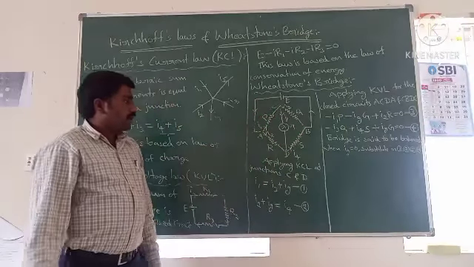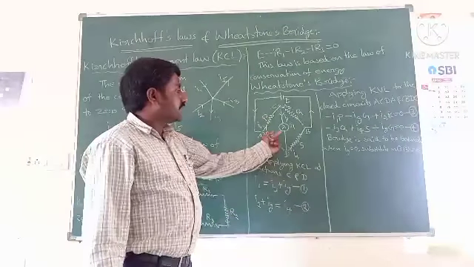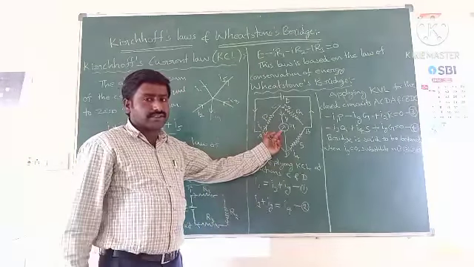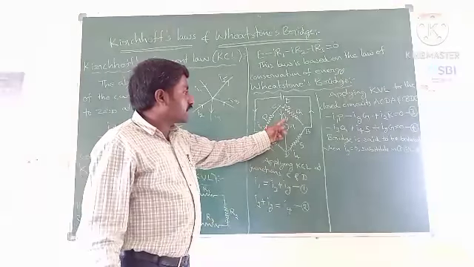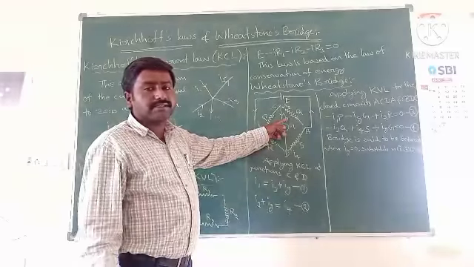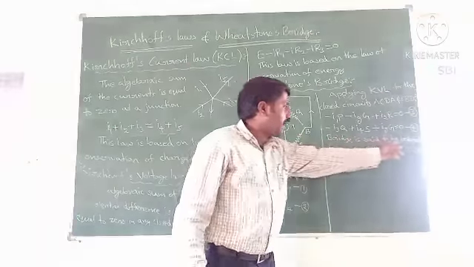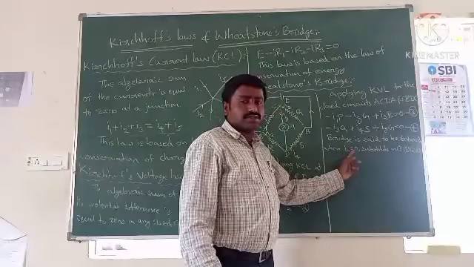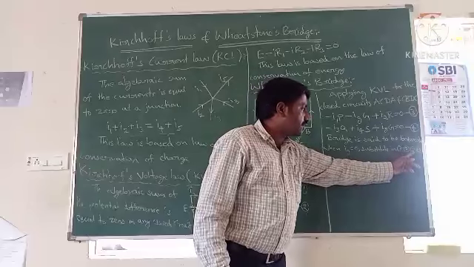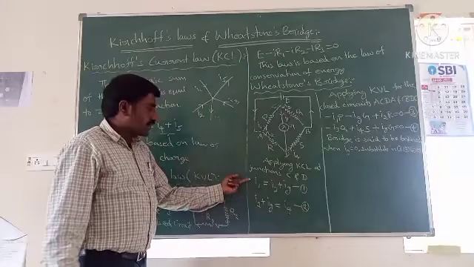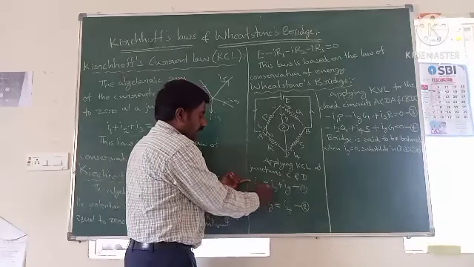Now this Wheatstone bridge is said to be balanced when the galvanometer shows no deflection. That means the galvanometer current will become 0. So Ig equals 0 represents the balancing condition of the Wheatstone bridge. The bridge is said to be balanced when Ig equals 0. So substitute Ig equals 0 in equations 1, 2, 3 and 4. When you substitute in equation 1, with Ig equals 0, this term will become 0.